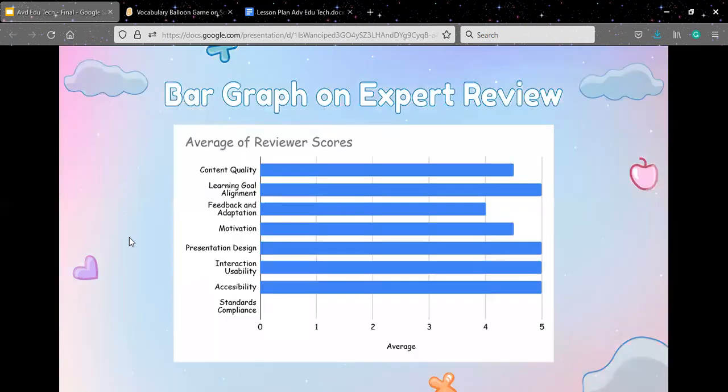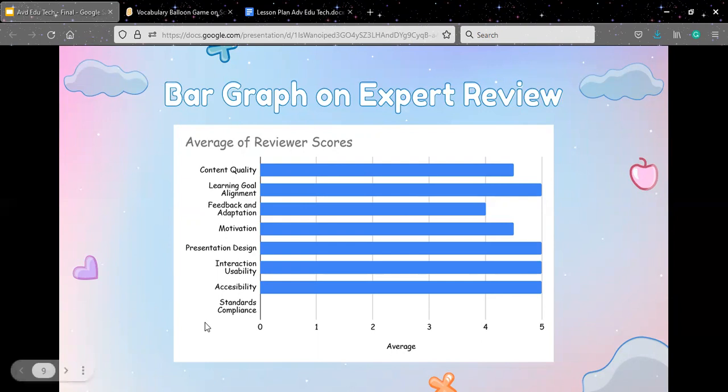Okay. So this is the average reviewer score for my module. For content quality, I got a 4.5 score. For learning goal alignment, I got a 5. Feedback and adaptation, I got 4. Motivation, I got 4.5. And presentation design, interaction, usability, and accessibility, I got 5.